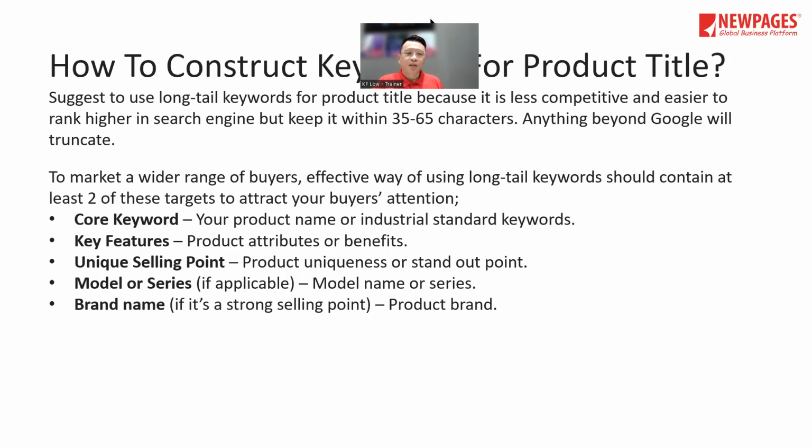Nevertheless, the second one, your most important one, is your key features. So your product attributes or benefits. You need to add, for example, your size, your dimension, your color, or maybe the different variants that you can show to your customer, or the benefits. What is this purpose meant for? Then your unique selling point, like product uniqueness or standout point. What's so special about your products compared to your competitors?